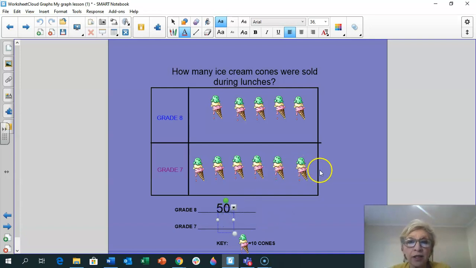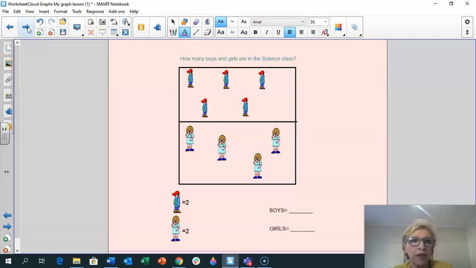All right, now let's look and see what the grade 7s managed to sell. They sold more than the grade 8s, and they sold, yes, they sold 6 times 10. So each ice cream stands for 10. If they have 6 ice creams, it means they sold 60 ice creams altogether, 6 times 10. And there's a pictograph example for you.